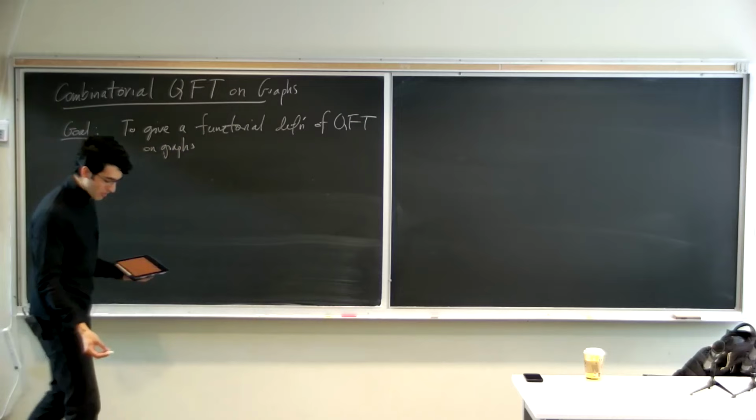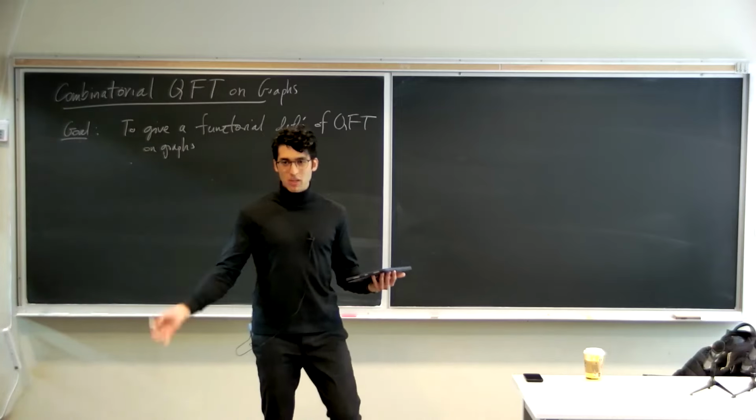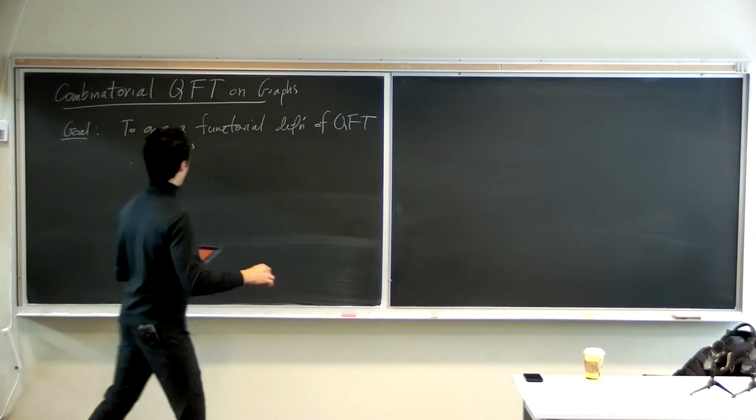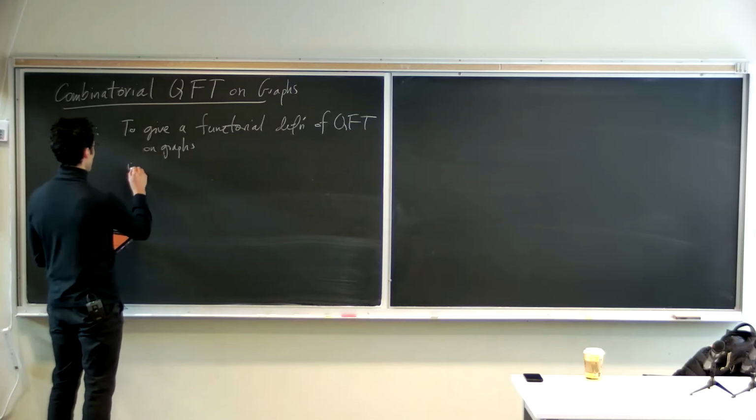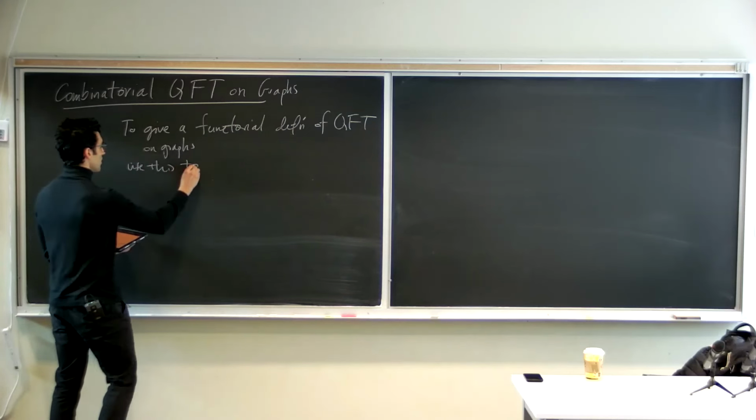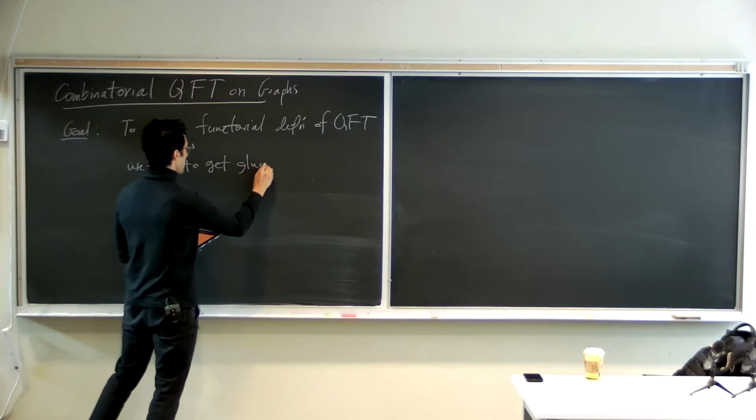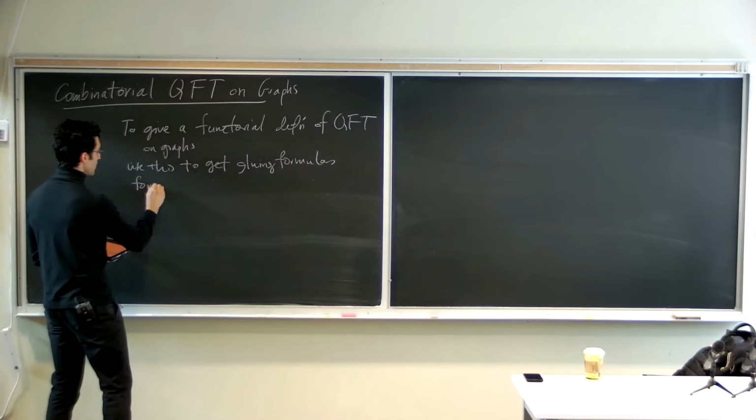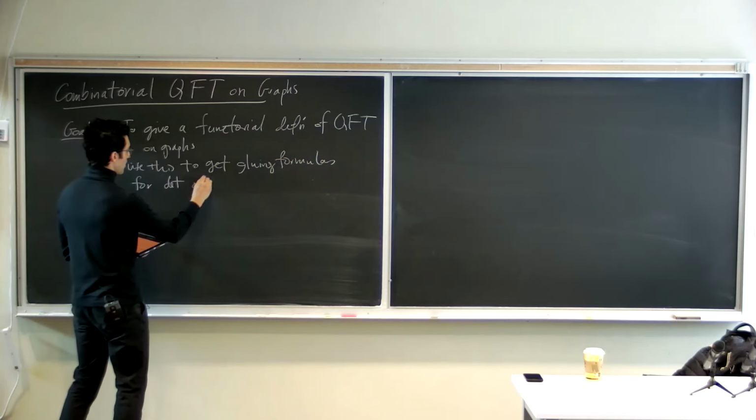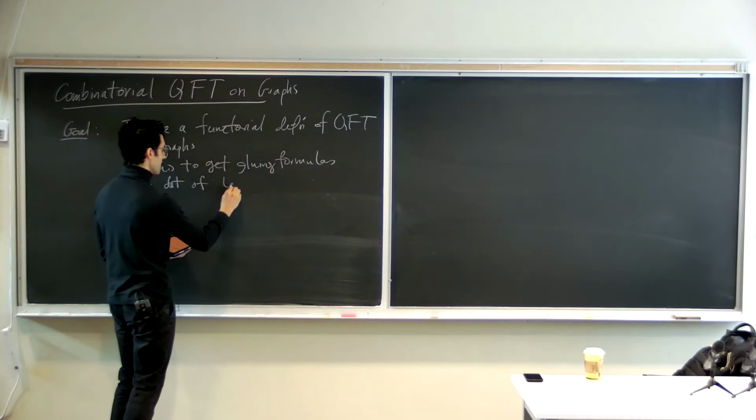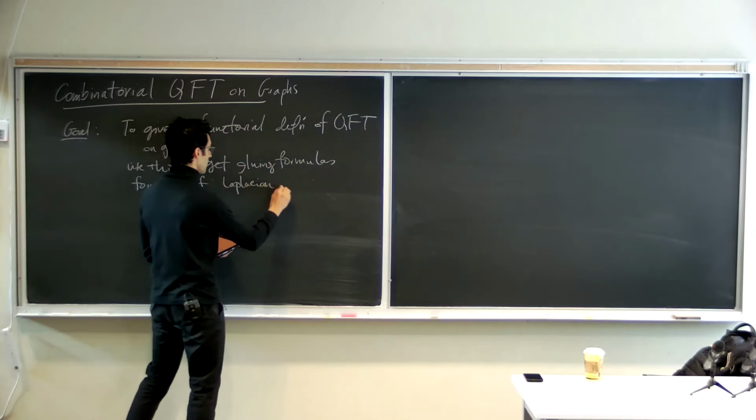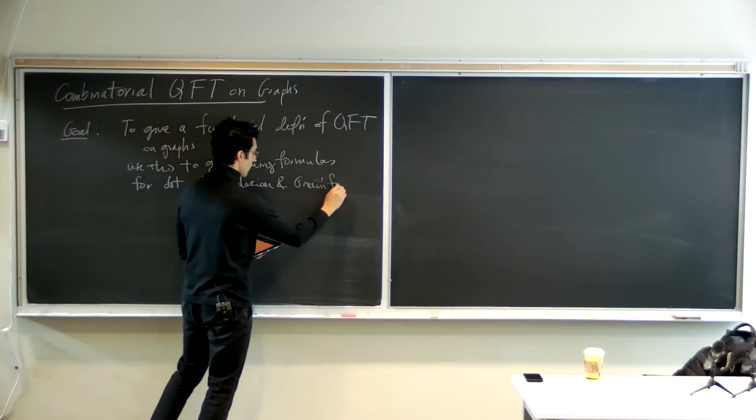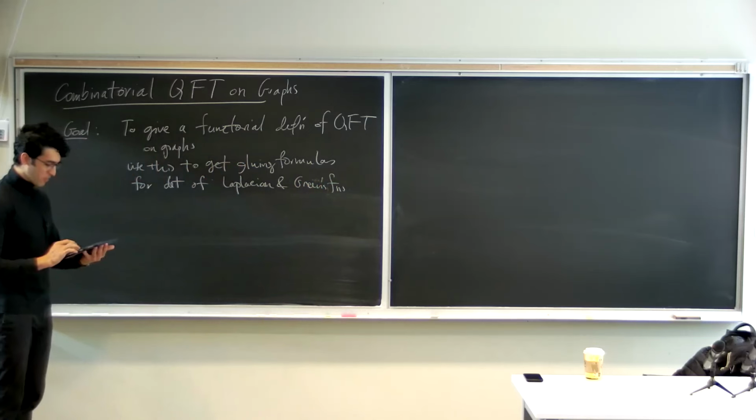So by geometric information, I'm referring to the graph Laplacian. Okay, so we know that Laplacians in general encode geometric information. That's why I'm calling it that. So use this to get gluing formulas for the determinant of Laplacians, so graph Laplacians, and also Green's functions. Okay, so that's what we're going to be working towards.